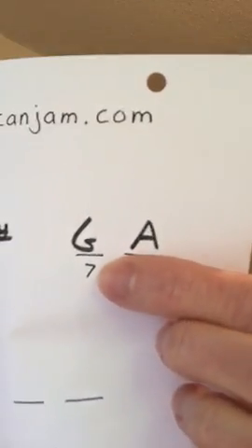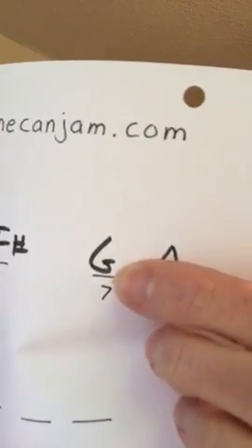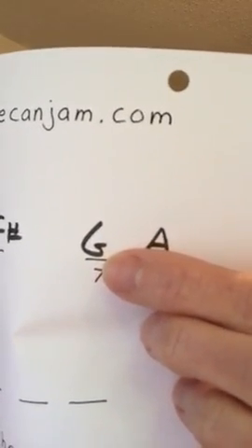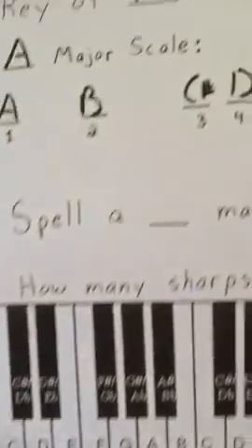In this 7th note spot, this is going to be the one that we sharp. And let's go ahead and write G sharp and look at the keyboard, and you'll see why. So this is, what do we do? Let's see, key of A.